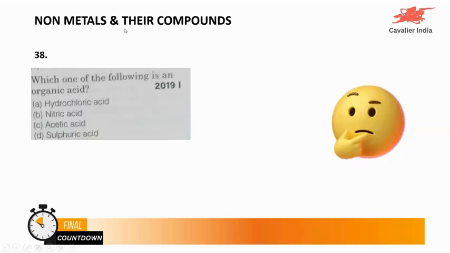Which one of the following is an organic acid? A. Hydrochloric acid. B. Nitric acid. C. Acetic acid. D. Sulfuric acid. Yes, very good. Acetic acid is the right option.